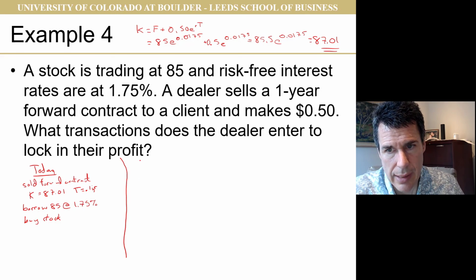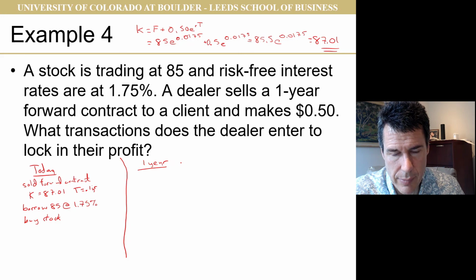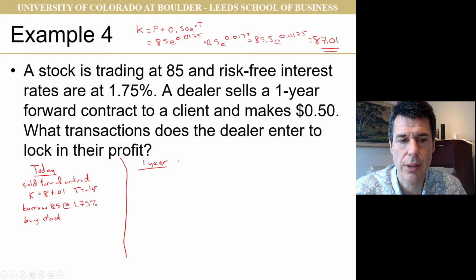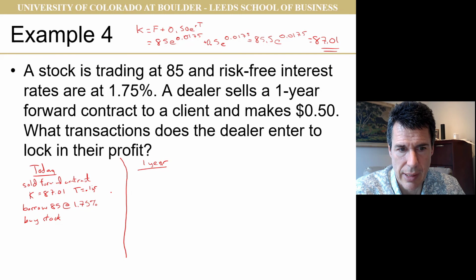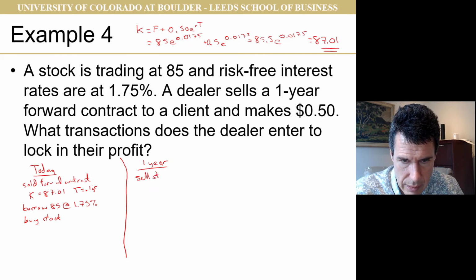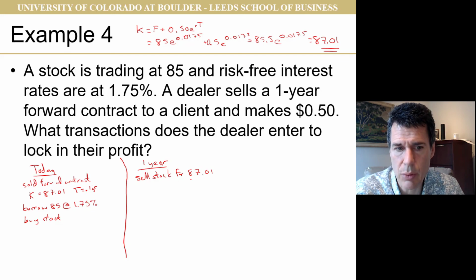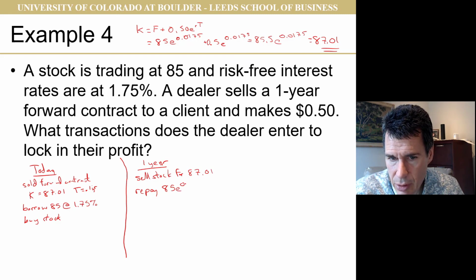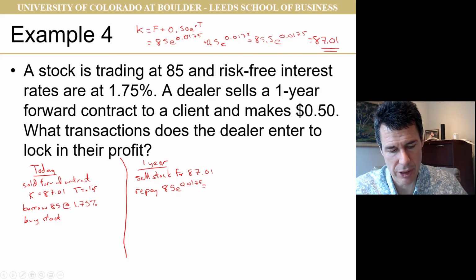Let's go forward 1 year. Okay, there's 1 year. So now what happens? He owns the stock, so he sells the stock for 87.01. So he receives the 87.01 and he has to repay. How much does he have to repay? 85 e to the 0.0175.